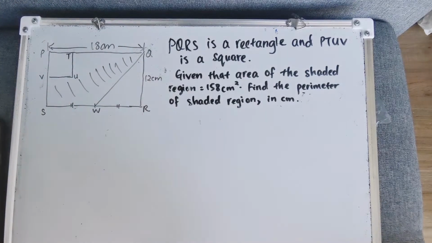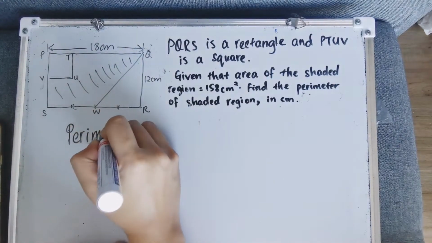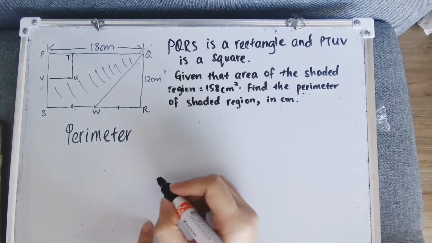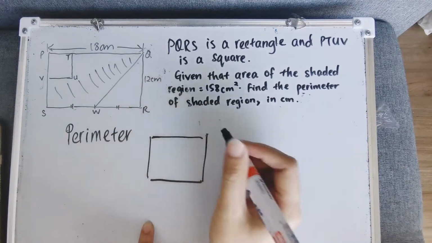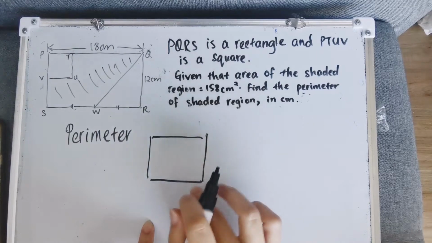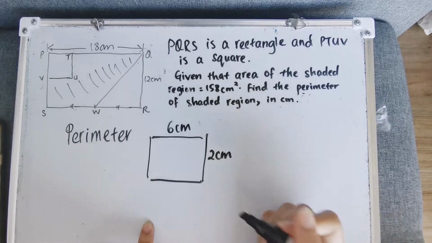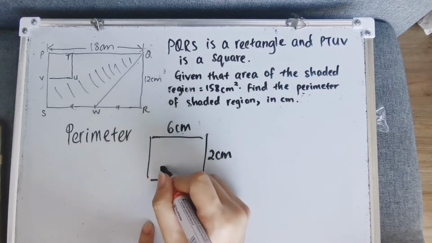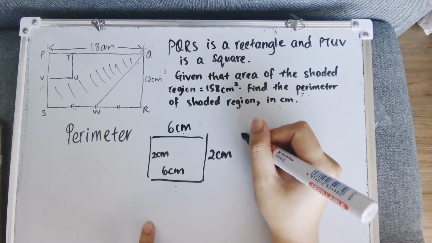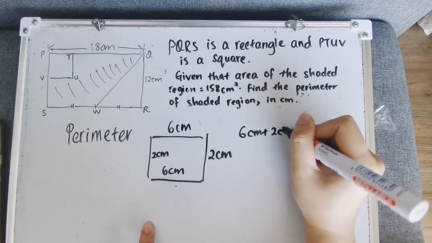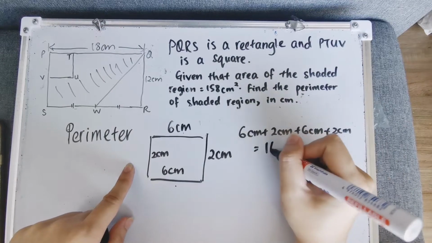If it's perimeter, what is perimeter? Perimeter is where you have to add each side. Every side you have to add. For example, this is 6, this is 2, then this is 6, and the opposite side is the same. So 6 plus 2 plus 6 plus 2, you have 16.